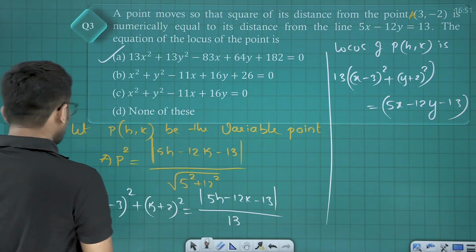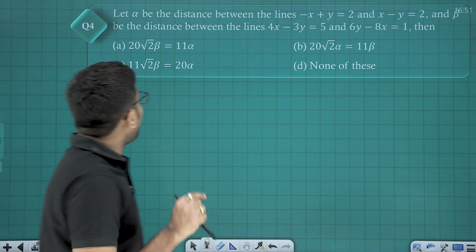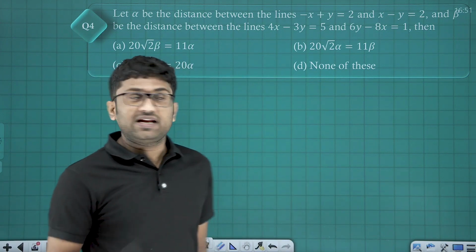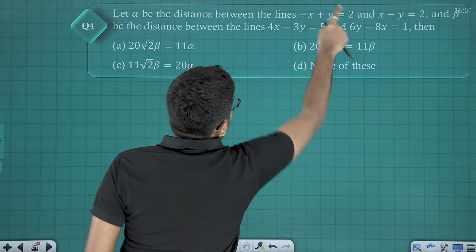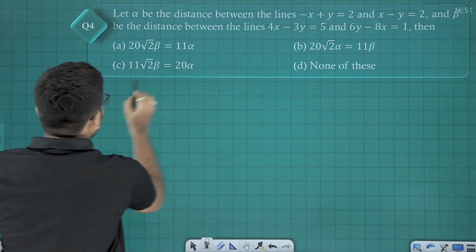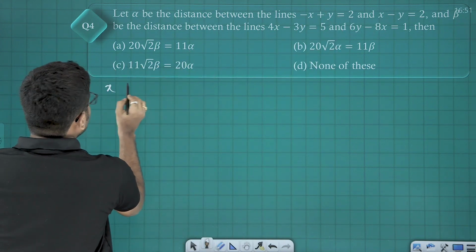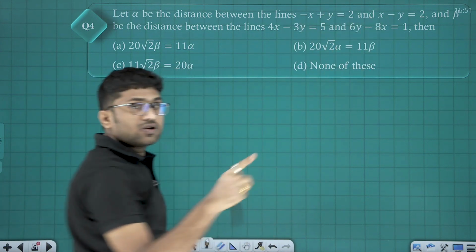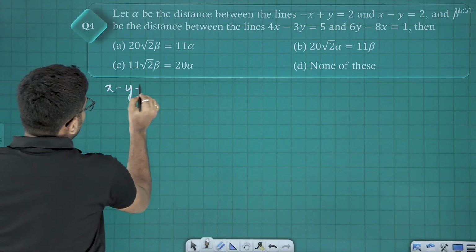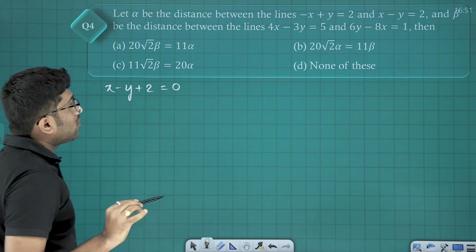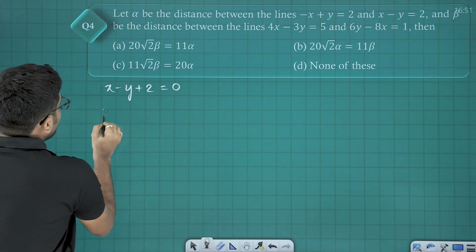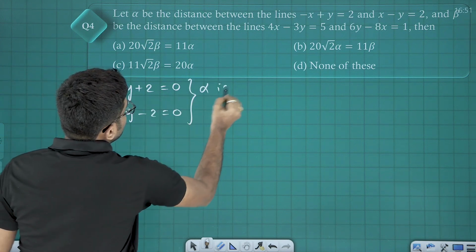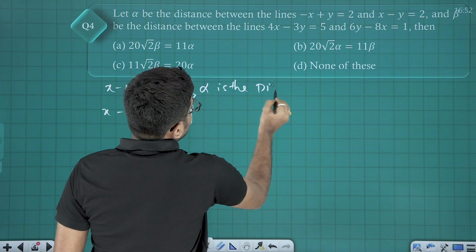Clear? Next question, friends. Let alpha be the distance between the lines. Friends, if you observe, these two are parallel lines. Let me try to rearrange this. When you multiply with negative, it becomes x minus y is equals to minus 2. So I get minus 2 to this side: x minus y plus 2 is equals to 0, and x minus y minus 2 is equals to 0. What they have given? Alpha is the distance between these two lines.